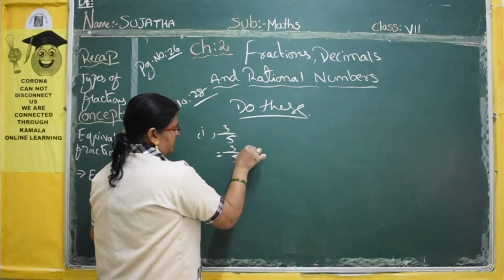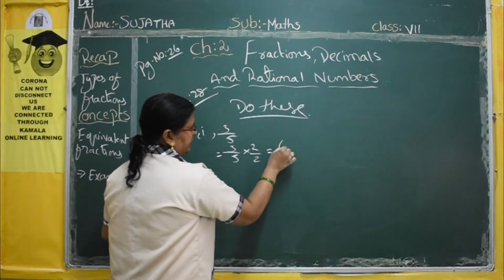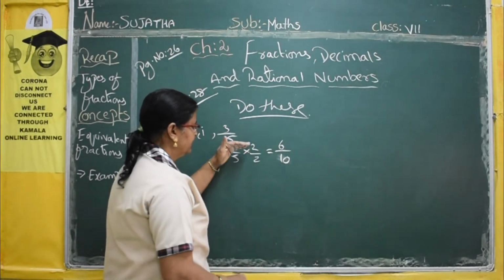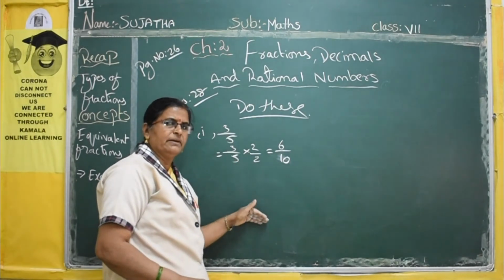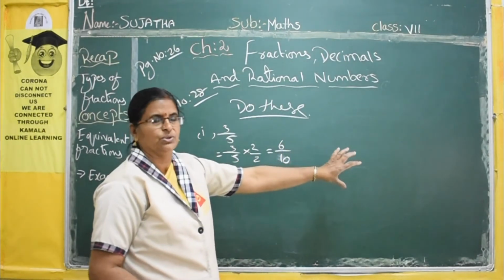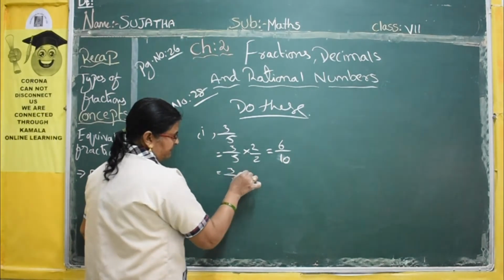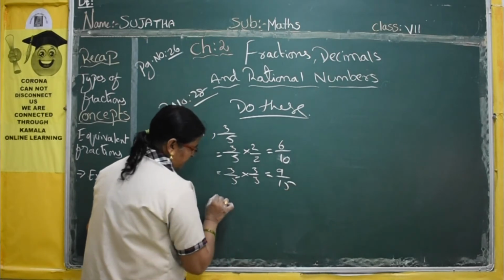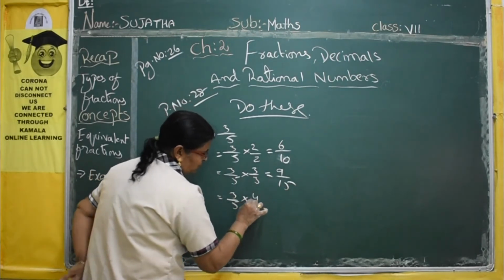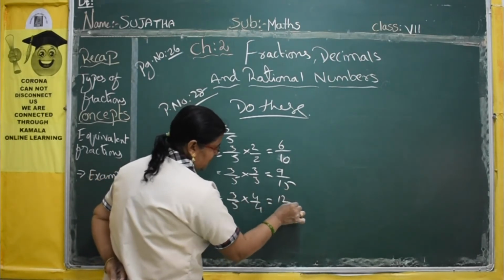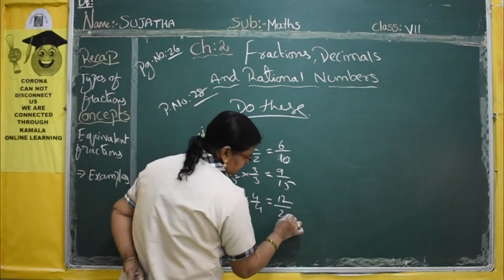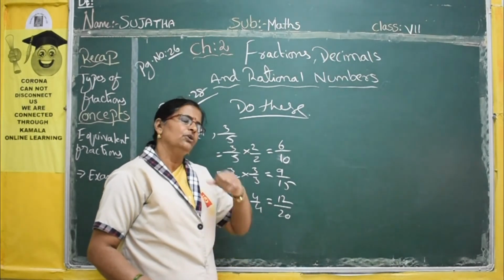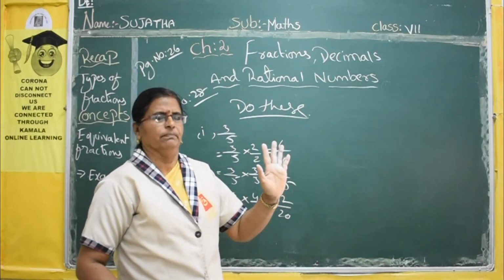3 by 5 into 2 by 2. What are you getting? 6 by 10. Like that 3 by 3, 4 by 4, 5 by 5, 6 by 6, like that 5 fractions you should write. Now 3 by 5 into 3 by 3, then what will you get? 9 by 15. Again 3 by 5 into 4 by 4, 3 4s are 12, 5 4s are 20. See here, same 2 after 3, 3 after 4, no need to take like that. Your wish, you can take in the middle also, no problem.